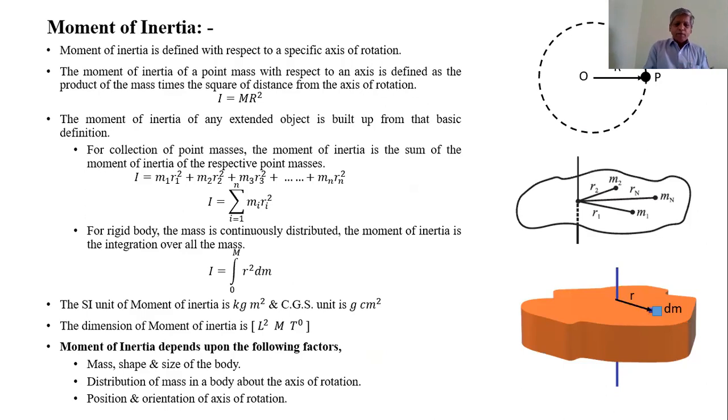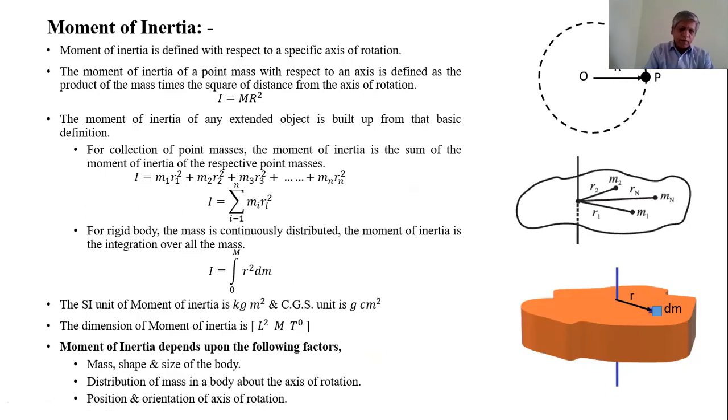It also depends upon the shape. If the masses are the same but the sizes are like this, and the axis of rotation passes through their centers of mass, at that time this mass is closer to the axis of rotation, while this mass is widely distributed from the axis of rotation. Therefore, the moment of inertia of both the bodies is different. That means the moment of inertia of a body depends upon the mass, shape, and size of the body, distribution of mass in a body about an axis of rotation, and position and orientation of the axis of rotation.